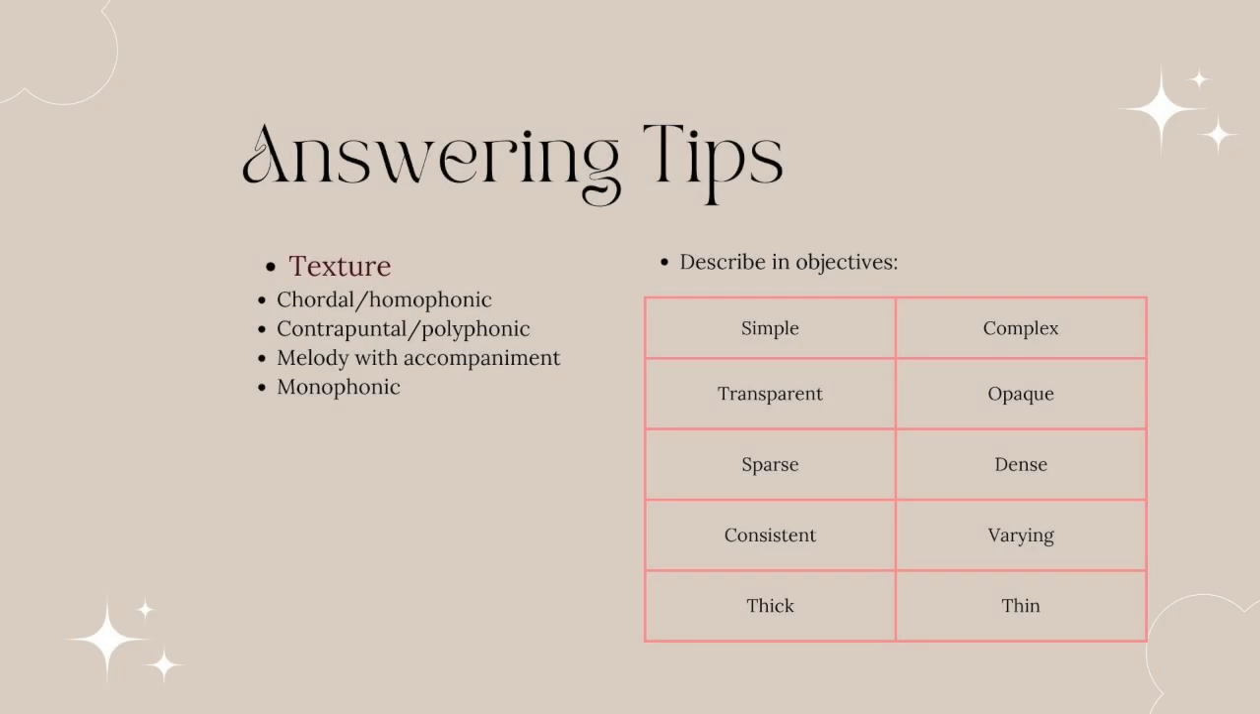The answering tips for texture, it could be chordal or homophonic, contrapuntal or polyphonic, melody with accompaniment or monophonic. And then also describe in objectives whether it's simple or complex, transparent or opaque, sparse or dense, consistent or varying, thick or thin.